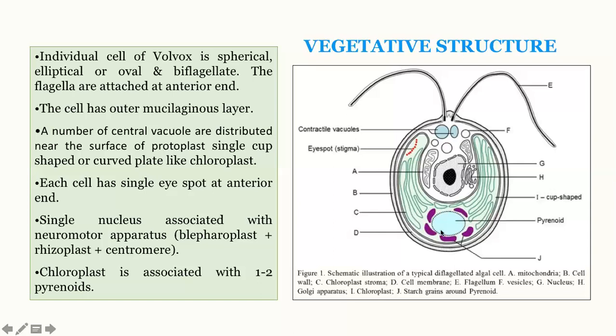Associated with the chloroplast, you can see pyrenoids. Pyrenoids are nothing but the bodies which are associated with production of starch. Then you can see eye spot towards the anterior end. This eye spot helps in detecting the light. Then the nucleus. So this is the vegetative structure of a single cell of Volvox.